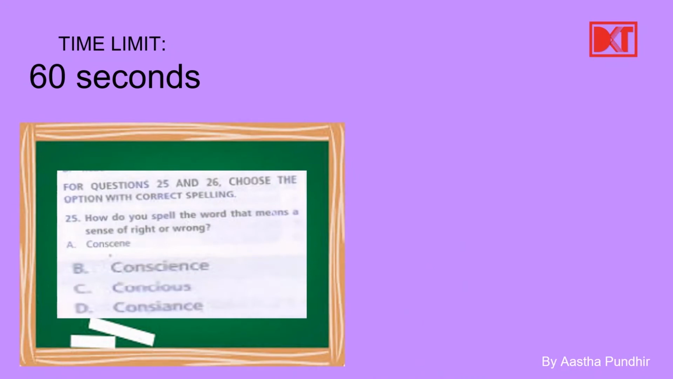So here, what do we have to do? We have to choose for questions 25 and 26. We have to choose the option with the correct spelling. So what does this say? How do you spell the word that means a sense of right or wrong? So here meaning also came in and spelling also came in. The sense of right and wrong, conscience. Okay, and conscience is spelled as B. Conscience. It refers to our sense of right and wrong. All right.